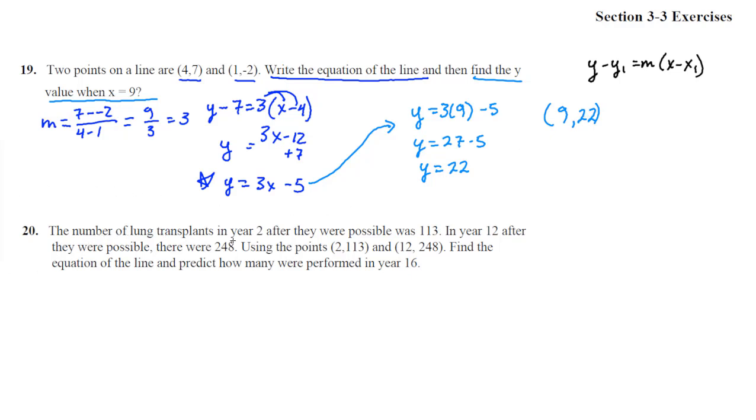The number of lung transplants in year 2 after they were possible was 113. In year 12 after they were possible, there were 248. Using the points (2, 113), right? Year 2, 113 transplants. Year 12, 248. Find the equation of the line. That's going to be the first step again. And predict how many there were performed in year 16.